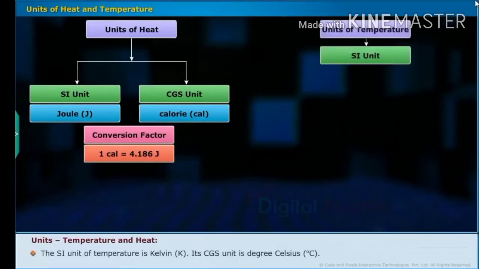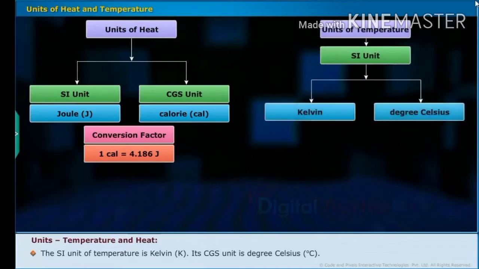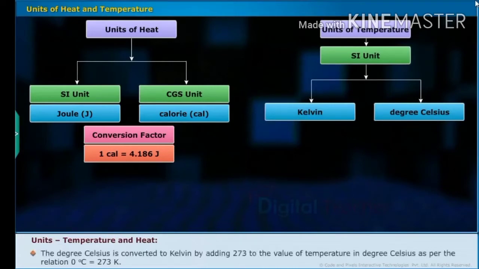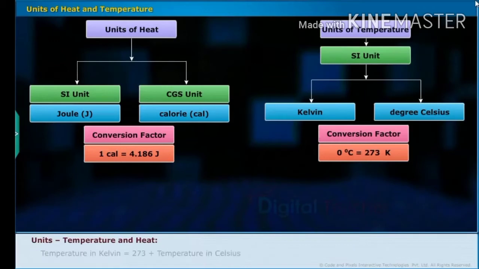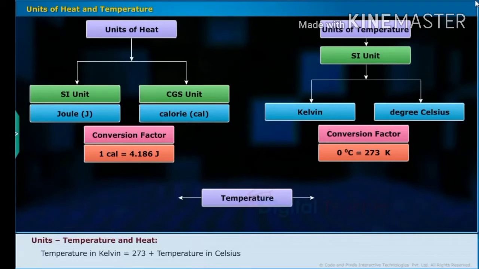The SI unit of temperature is Kelvin, K. It is also expressed in degree Celsius, C. The degree Celsius is converted to Kelvin by adding 273 to the value of temperature in degree Celsius as per the relation. 0 degree Celsius is equal to 273 Kelvin. Temperature in Kelvin, K, is equal to 273 plus temperature in Celsius.